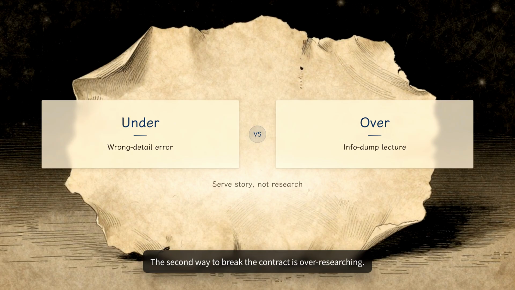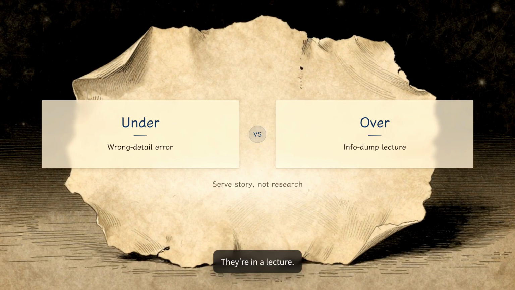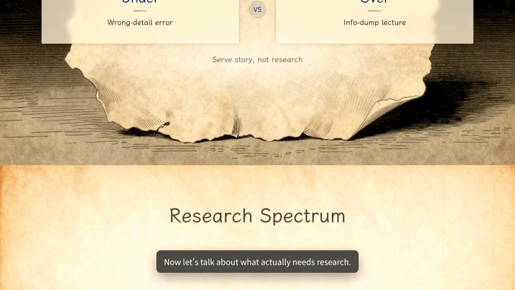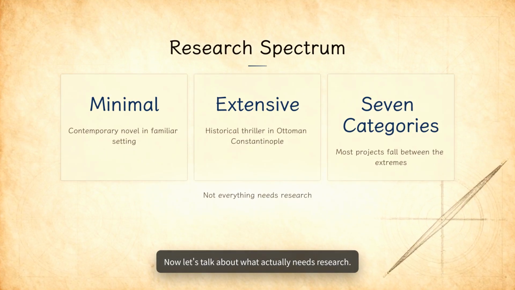The second way to break the contract is over-researching. The writer who spent 3 months learning everything about Civil War field surgery and cannot bear to leave any of it out delivers authenticity as punishment. The reader is no longer in the story. They're in a lecture. The research becomes a wall between the reader and the experience the story should be delivering. So the craft challenge is not how to research. The craft challenge is how to know what your story needs, acquire exactly that, and then get out of the way.